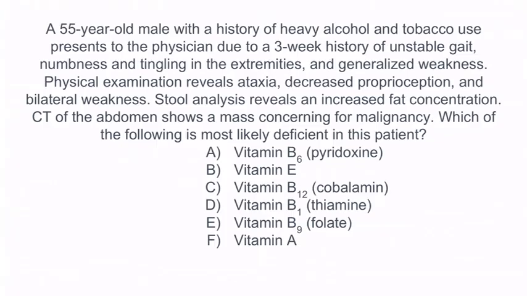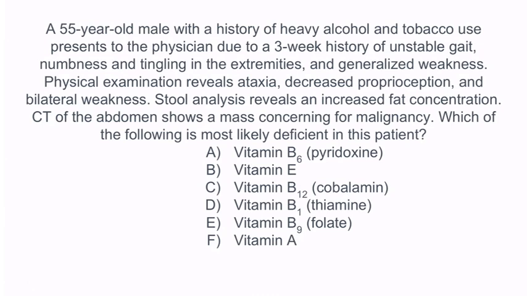A 55-year-old male with a history of heavy alcohol and tobacco use presents to the physician due to a 3-week history of unstable gait, numbness and tingling in the extremities, and generalized weakness. Physical examination reveals ataxia, decreased proprioception, and bilateral weakness. Stool analysis reveals an increased fat concentration. CT of the abdomen shows a mass concerning for malignancy. Which of the following is most likely deficient in this patient?